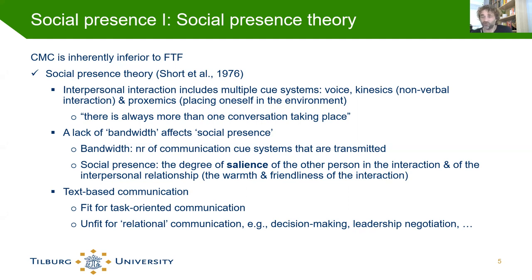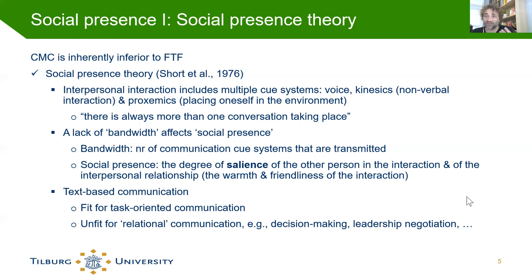And the bandwidth affects the social presence. Because we cannot see someone else, because we have no voice but only text, the communication becomes less socially present. So we consider the people on the other end of the screen less as people and more as objects. Social presence means we are not as salient, not as aware that the other people in the interaction are real. Therefore, we are unable to use text-based communication for relational and intimate communication, and we can only use it for task-oriented communication.